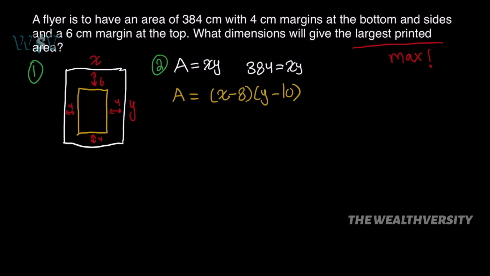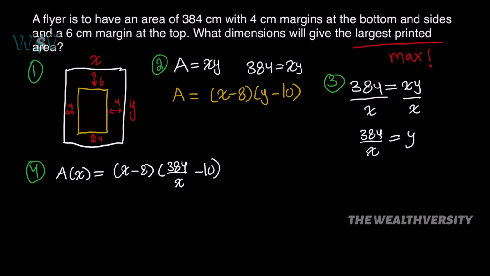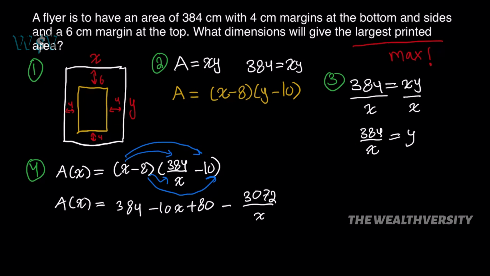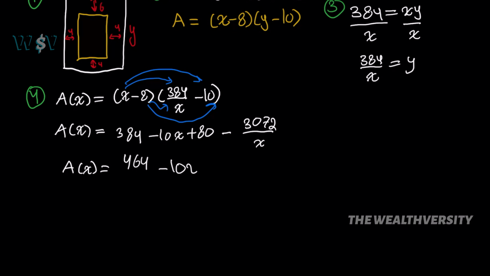Now that we have the equations we need, we will isolate for y. So we get y is equal to 384 divided by x. Now we sub 384 divided by x for y into the other equation, which becomes A of x is equal to (x minus 8) times (384 divided by x minus 10). Now we expand to get 384 minus 10x plus 80 minus 3072 divided by x. Simplify to get 464 minus 10x minus 3072 times x to the power of negative 1.